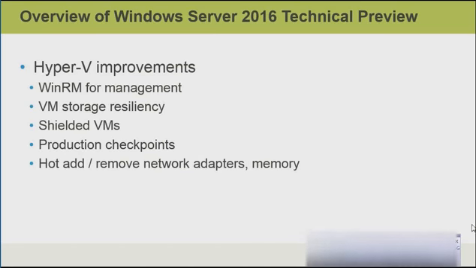There are a number of Hyper-V improvements, including the fact that WinRM is now used for management, which means it's more firewall friendly. We also have VM storage resiliency, whereby if a virtual machine can't connect to its shared network storage, instead of crashing as it did previously, it will suspend itself. And when it detects that that storage is available, it will automatically resume operations.